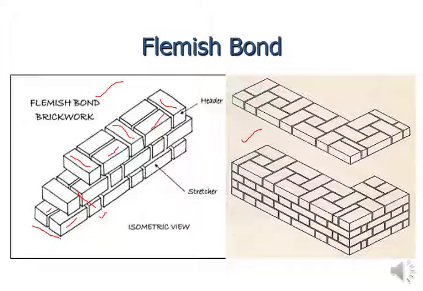What you have to do in the consecutive course is just repeat it, but by placing the header below the stretcher, and stretcher below the header. The rest will remain the same, exactly distributing the dimension. So 2 stretchers below 1 header, and then below the stretcher 1 header. So in 2 stretchers, 1 header. In this way you are going to make this Flemish bond.